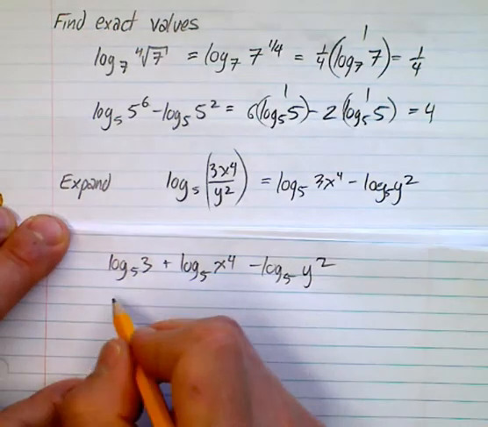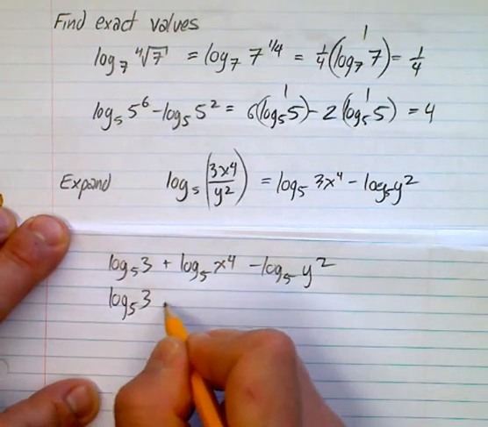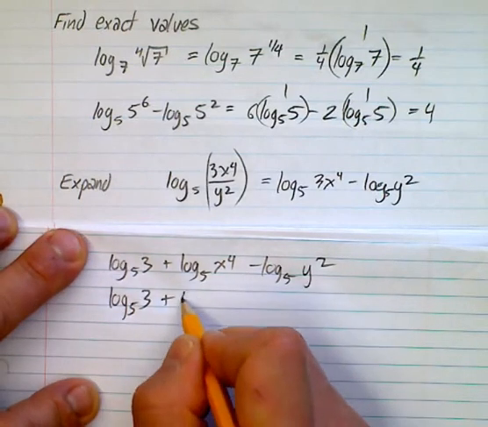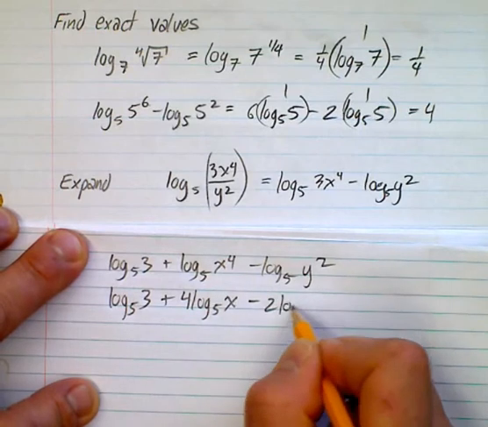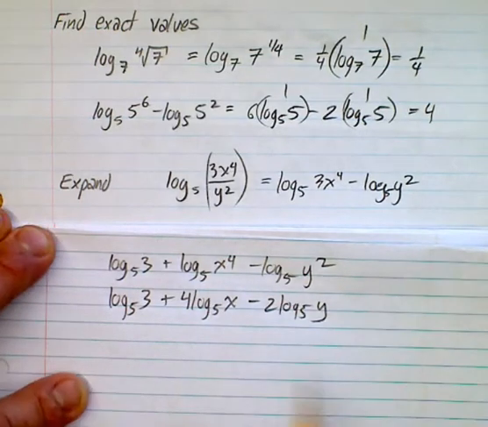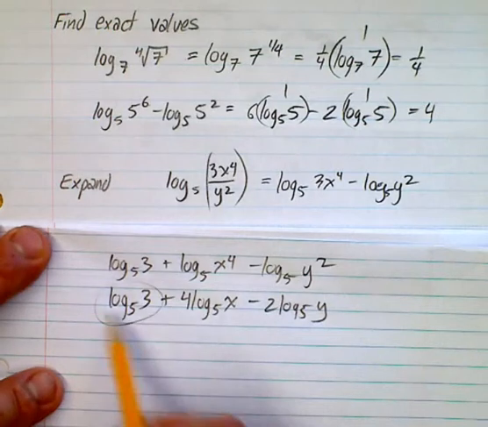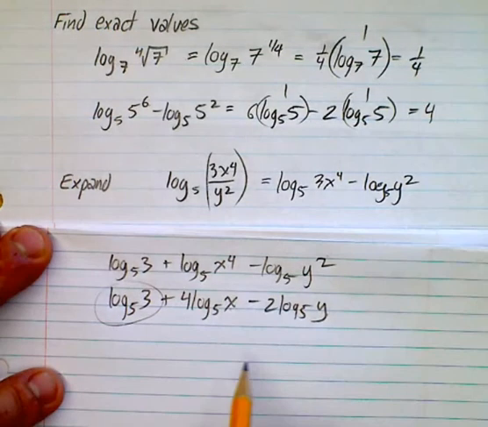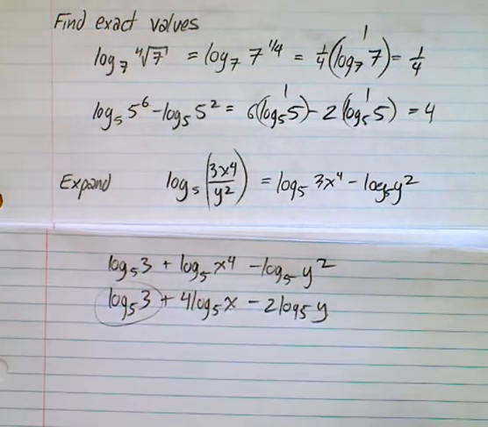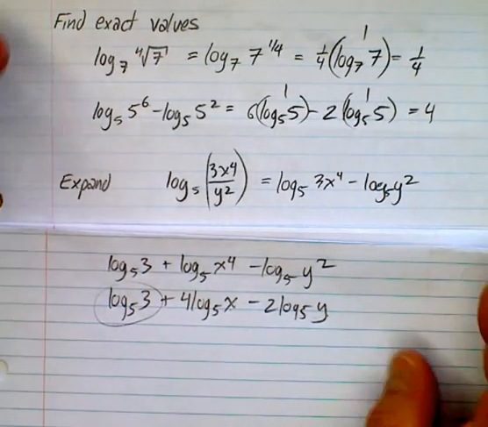And now the last step would be just to expand it all. That 4 can come down, right? So it's 4 log base 5 of x. And that 2 can come down. That's 2 log base 5 of y. And you've just expanded it. And each of these, look, you can get a number there, and your x and y are split up here. So it's a little bit easier to deal with when you expand it, okay?